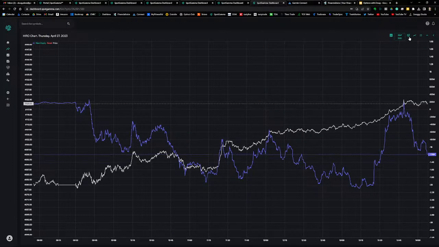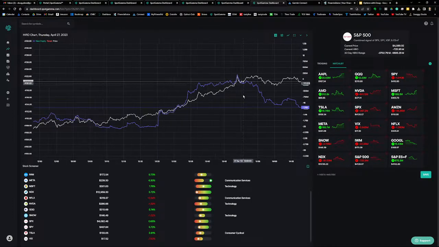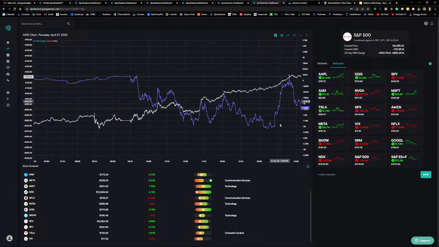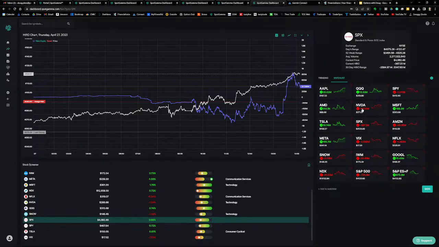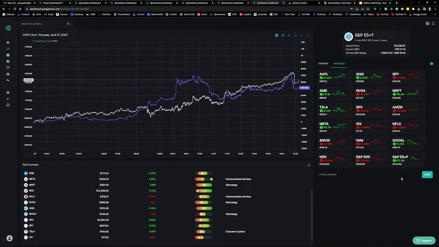And now let's take a look at the individual components. Whoops. So that's the S&P 500. Right now it looks like about minus 1.2 billion. So we'll take a look at the individual components. And there's SPX positive 377 million. SPY minus 2.1 billion. And then ES futures positive.